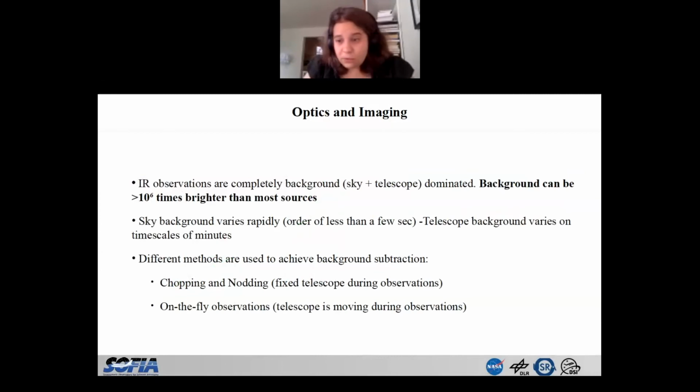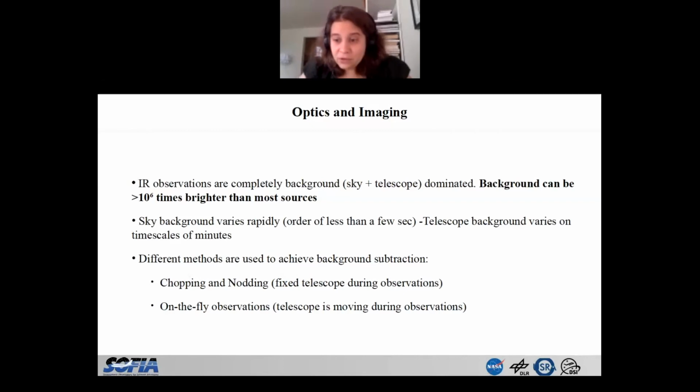And I would like to say a word about one of the main challenges of mid-infrared and far-infrared observations, not from satellite, which is that infrared observations are completely background dominated. And that's the main challenge, and that can be addressed both by observing strategies and by data reduction strategies. And not only is it bright, but it varies very quickly. So you have a couple of ways to address that.